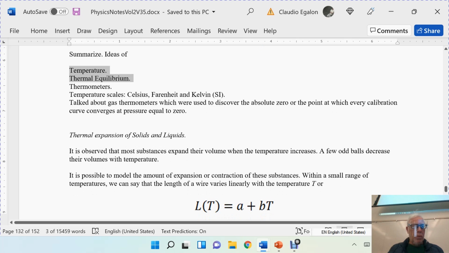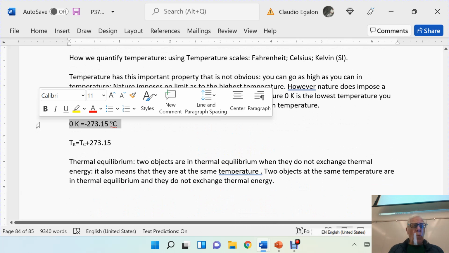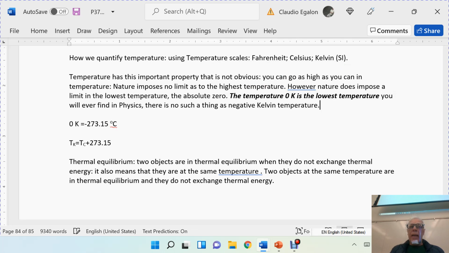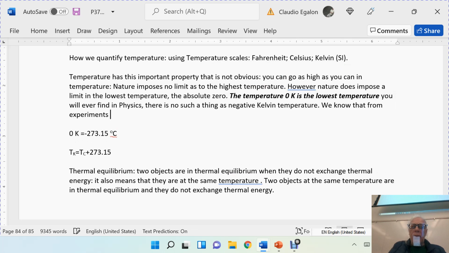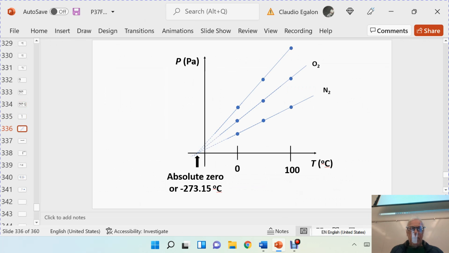And what else do you have to know? Thermal expansion of solids and liquids. Oh, by the way, what you see right here is an experimental result. It's also considered a law of physics, a law of thermodynamics. The fact that 0 Kelvin is the lowest temperature you ever see in physics is a law of physics. And how do we find that out? We know that from experiments, from experiments using gas thermometers. Let me see if I have a slide here. Oh yeah, here you go. Gas thermometers, right in here.